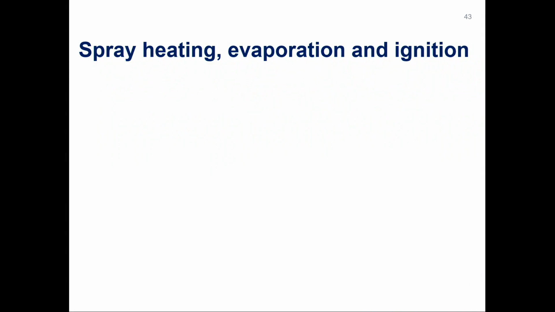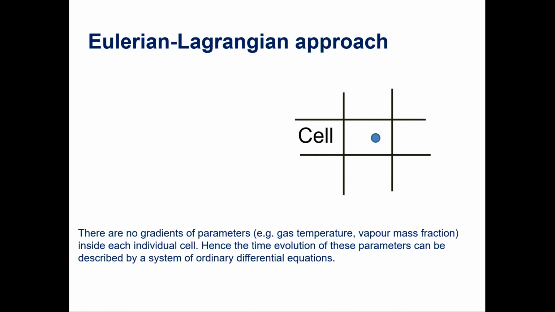And here we again recall the structure of computational fluid dynamics codes. So we have the Lagrangian Eulerian approach. So we forget about the Lagrangian approach for the time being. That is, we will not consider the link between the computational cells, but we will focus only on what is going on in each individual cell. And then the processes inside these individual cells are described by the system of ordinary differential equations.